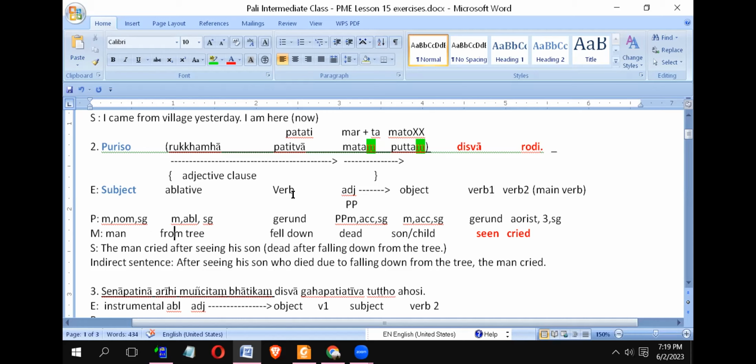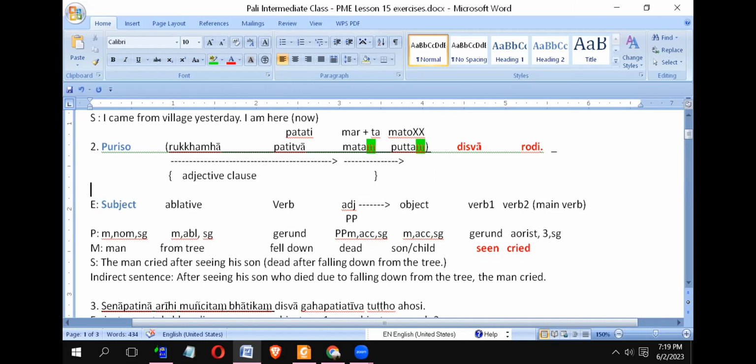Okay, so we just take it as ablative. If you take it as location, then the meaning is not right. If you want to take location, I would say the location is near the tree. Right or not?